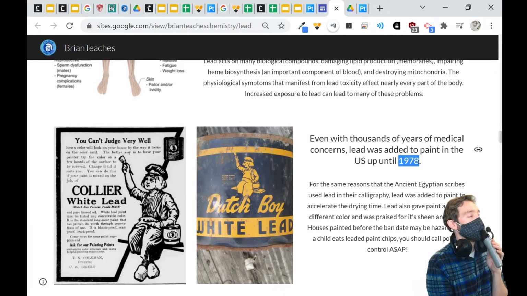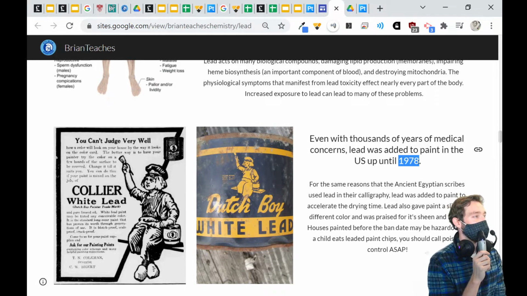Here's the problem. When that paint chips away, well, it falls to the ground, right? You know who will eat things off the ground? Pets and babies love to eat things off the ground. My baby's a dummy. He'll eat anything off the ground. Most babies will do that because they're dummies.